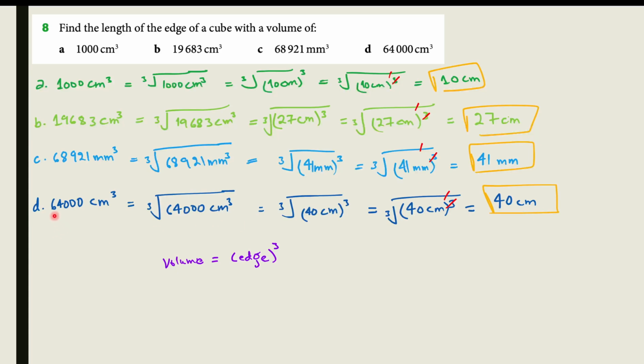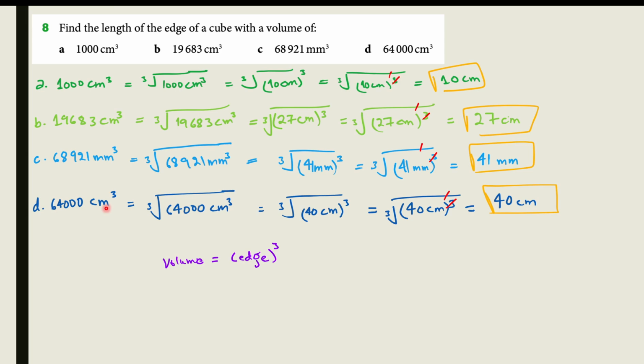The last part is 64,000 centimeter cube. So again we take the cube root, and then after taking the cube root, we look for the term 64,000 centimeter cube. We can write it as 40 centimeter whole cube. So the cube and the cube root cancel each other, and we get as a result 40 centimeter, which is the length of the cube with a volume of 64,000 centimeter cube.